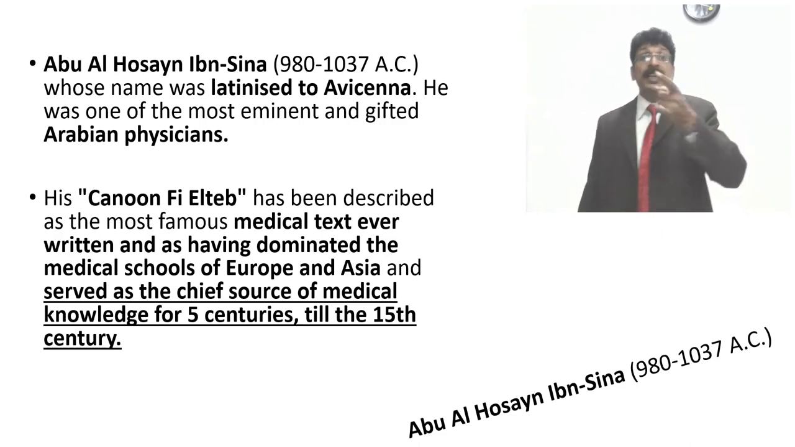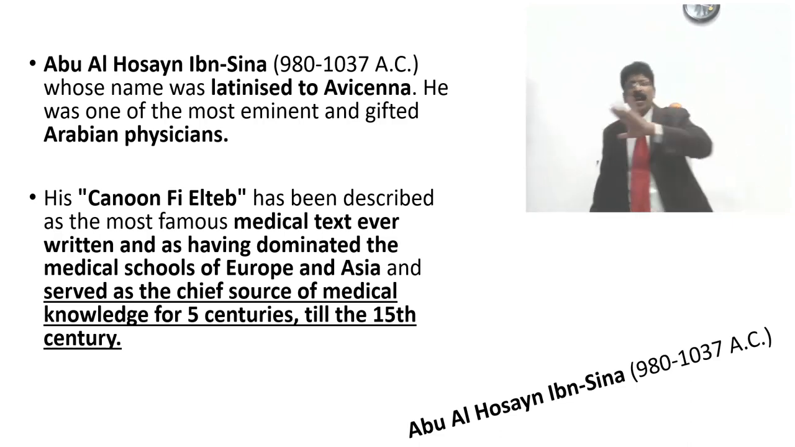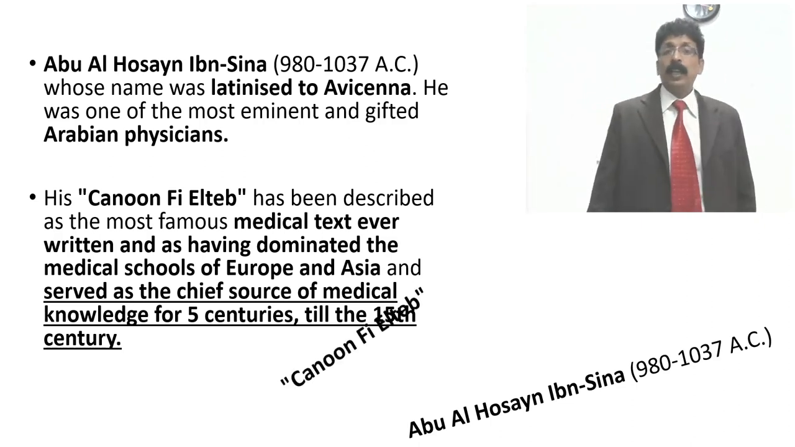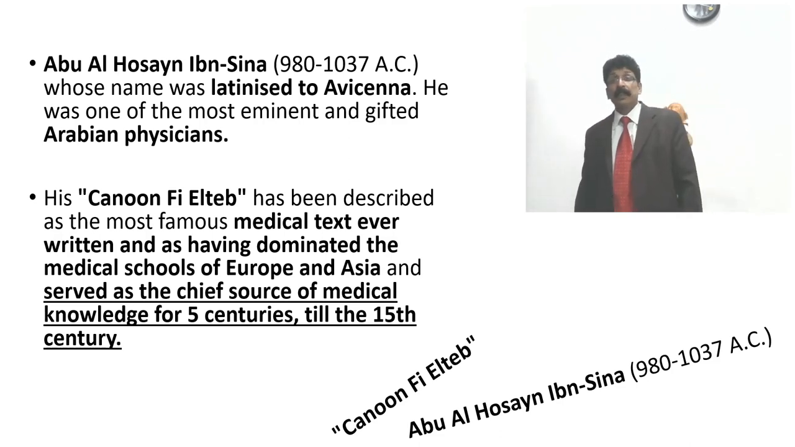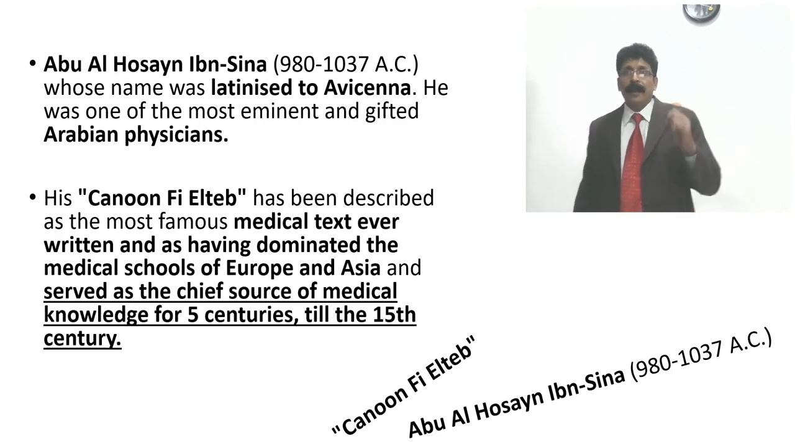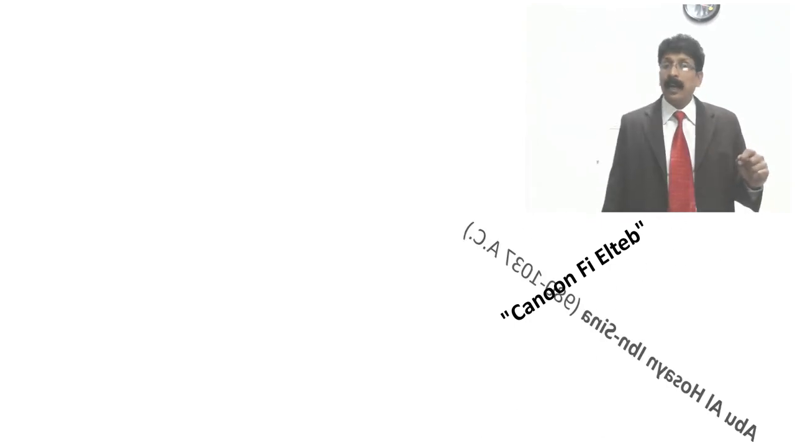You see, it was published in 1037, meaning the 10th century to the 15th century. 500 years, that is the only book, Canon Fi Altib. Sina is Abu al-Husayn ibn Sina, 980 to 1037 after the death of Christ. Again I am writing Canon book, written by Sina, students remember this, Abu al-Husayn ibn Sina, 980 to 1037 after the death of Christ.